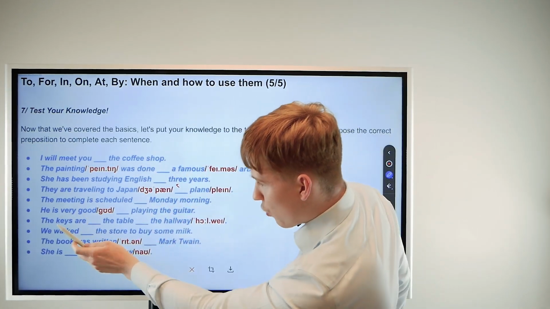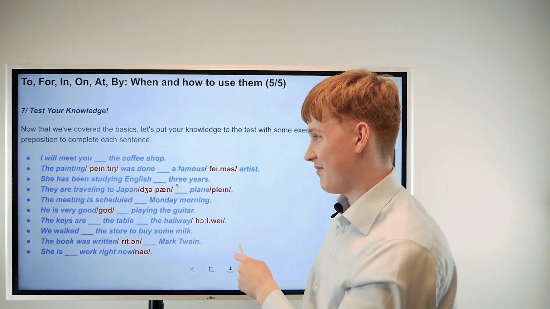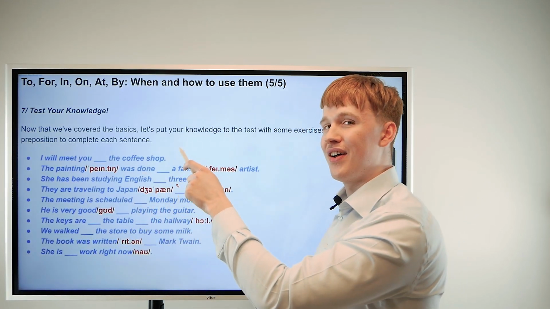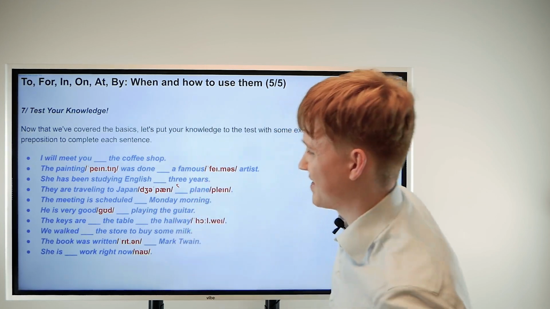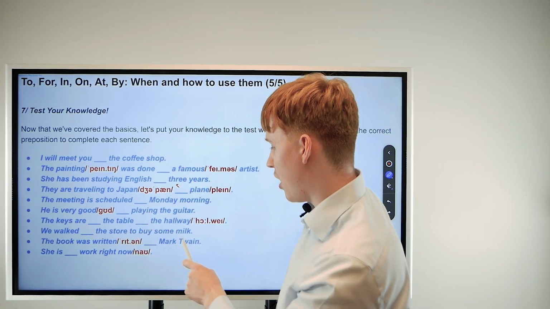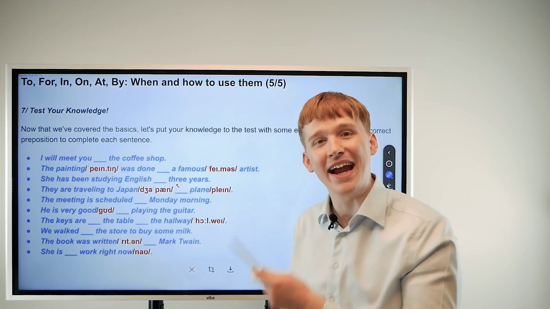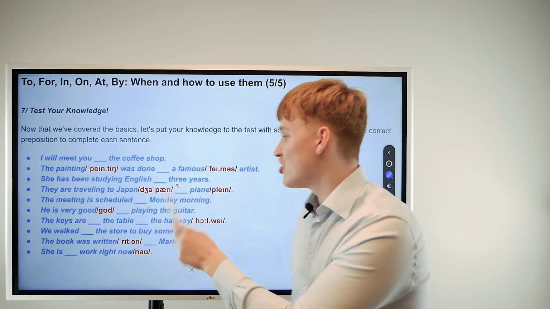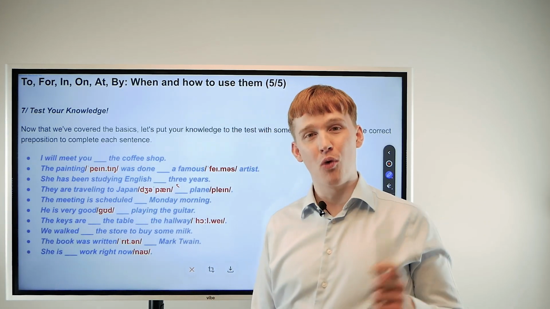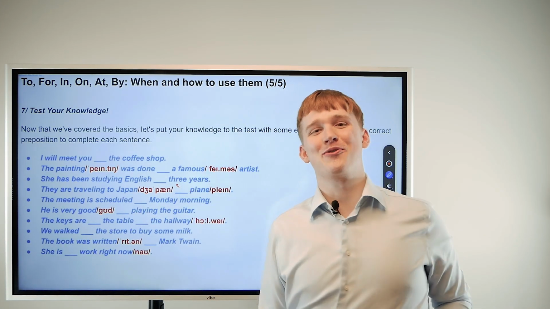Fabulous. We walked blank the store to buy some milk. We walked to the store to buy some milk. Good job. The book was written blank Mark Twain. The book was written by Mark Twain. Fabulous. She is blank work right now. She is at work right now.